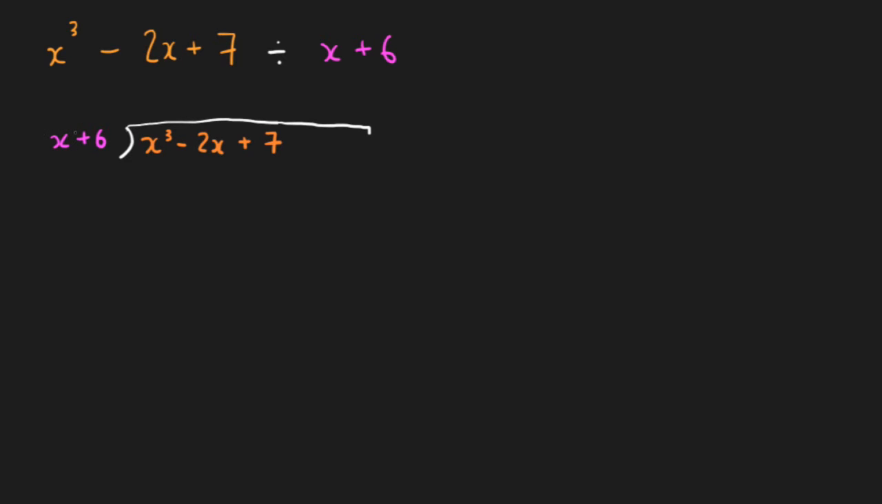What do you need to multiply x with to get x cubed? The answer is x squared. x squared times x plus 6 gives us x cubed plus 6x squared. And we subtract the two. What do we get? Well, this gives us 0. But what does this give us? This is negative 2x minus 6x squared.